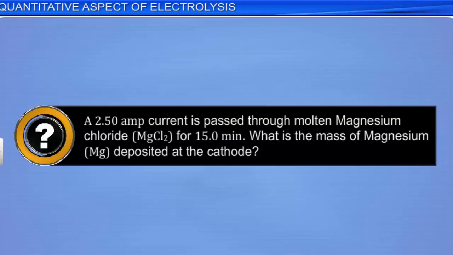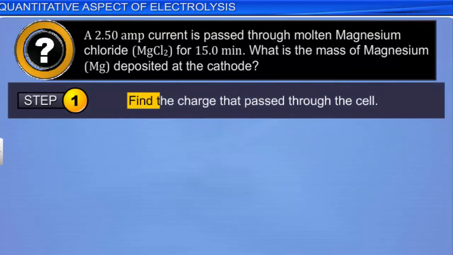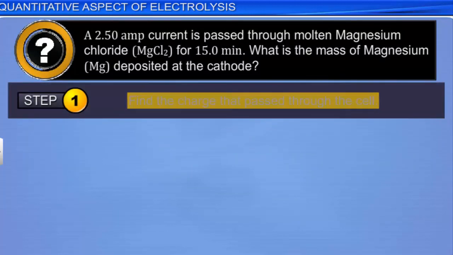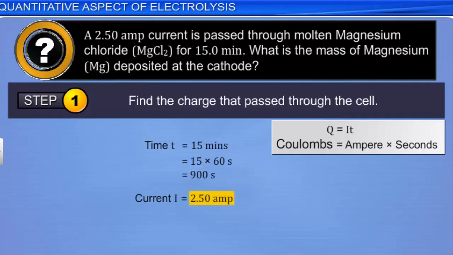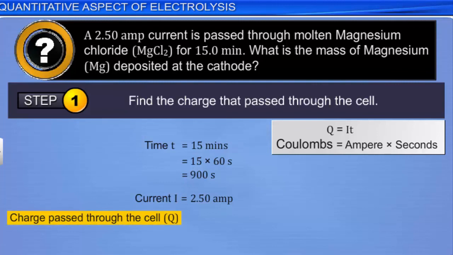First, we'll find the charge that passed through the cell. You know that charge in coulombs is equal to the current in amperes multiplied by the time in seconds. We need to convert 15.0 minutes into seconds. 15 minutes into 60 seconds per minute is equal to 900 seconds. The current is 2.50 amperes. The charge that passed through the cell is then 900 seconds times 2.50 amperes, which is equal to 2,250 coulombs.